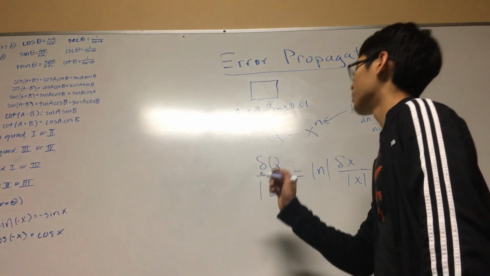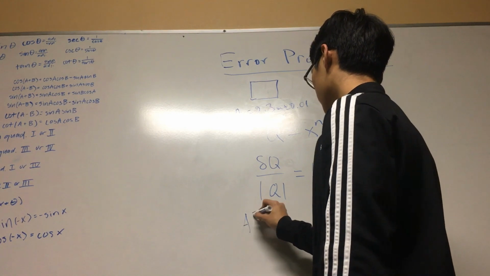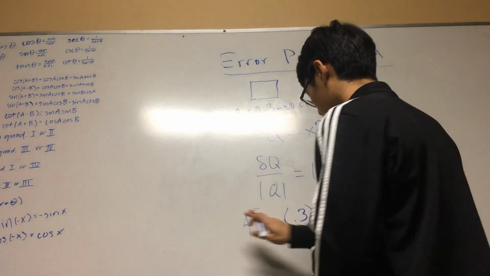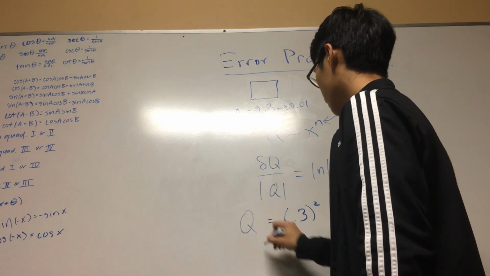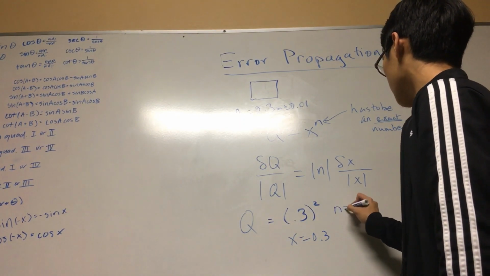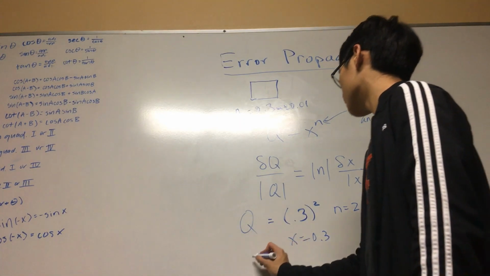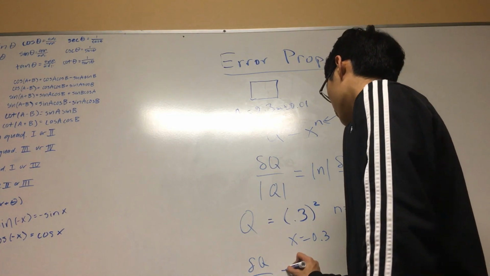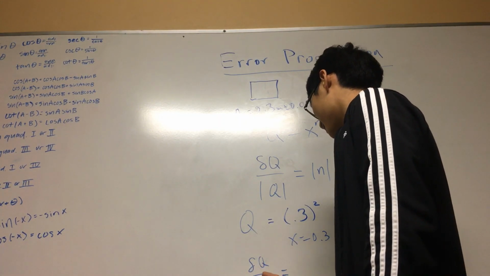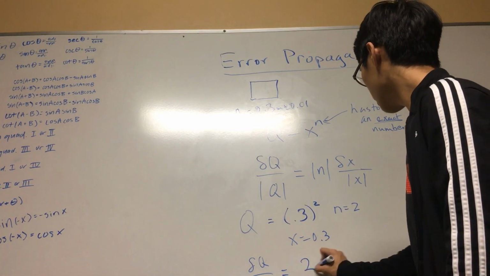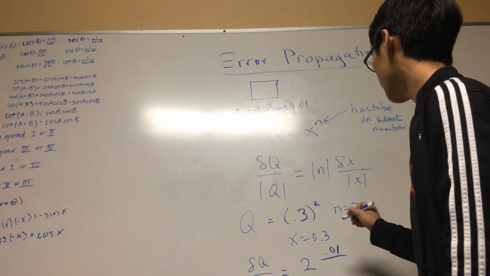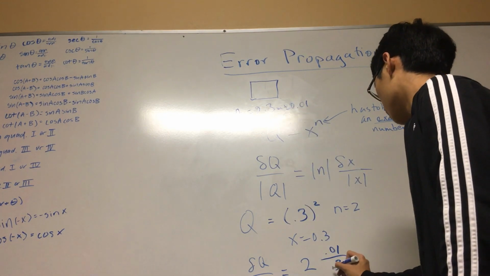So if we were to do this practice problem, we're trying to find a squared. Actually, this would be Q is equal to 0.3 squared, right? So x is equal to 0.3, and n is equal to 2. The value of Q is 0.3 squared, which is 0.09, right? Then the error in Q over the value of Q is equal to 2 times the error in x, which is 0.01, divided by the absolute value of x, which is 0.3. Okay.